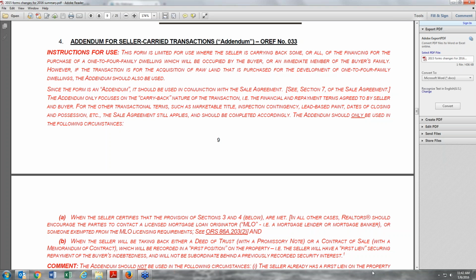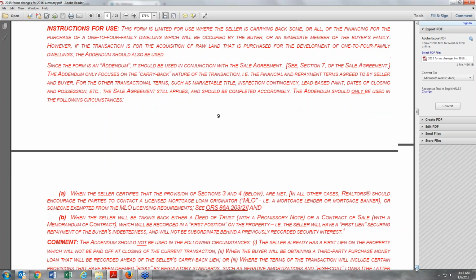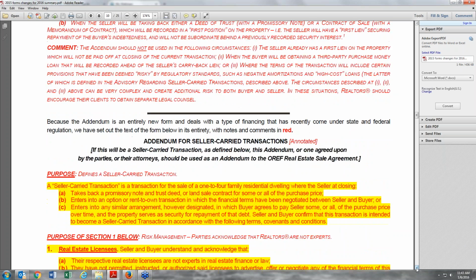So I have gone through in this handout. I've set up the entire text of the seller carried addendum, but I've also talked about the purpose of each one, and you can see that most of the purposes are risk management. So in section 1 it says the seller and the buyer understand and acknowledge, and we basically go through all the language that says that the realtors are not permitted to offer or negotiate the terms, that the seller understands that if they need professional assistance they should secure it, and so on. So that's the risk management component.